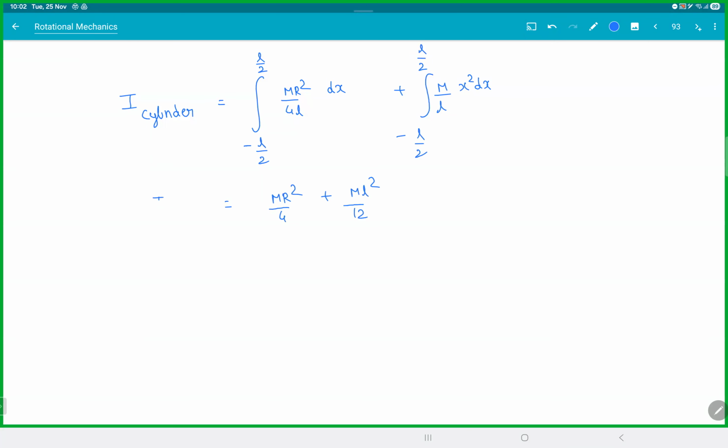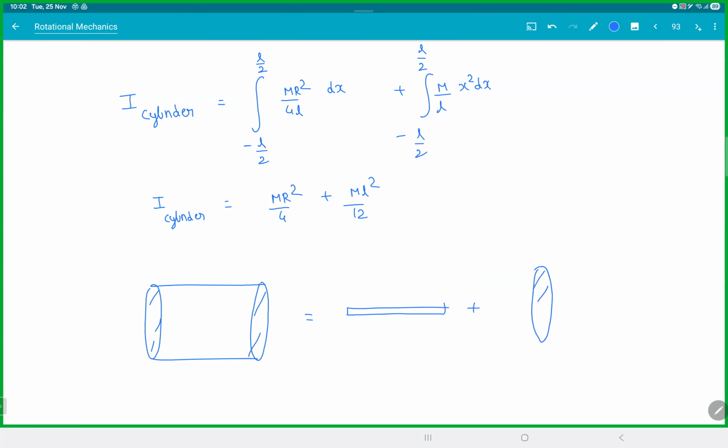So there is a very decent way to remember this result. Again, for symmetrical things, this cylinder can be treated as a rod plus a disc. So it's like when you compress this, you'll get a disc. When you just compress in the other direction, it becomes a rod. This is M L square by 12. And for a disc about the diameter it is M r square by 4.